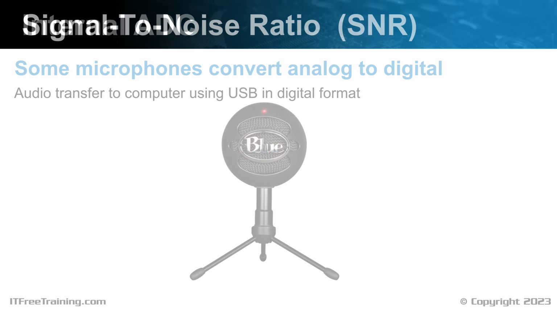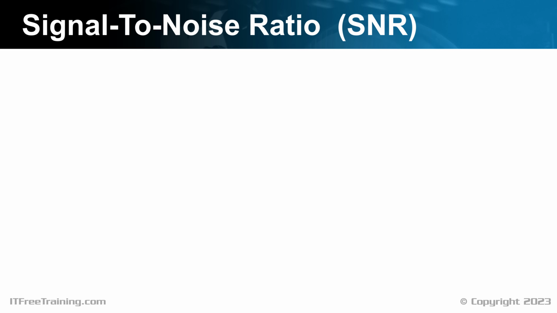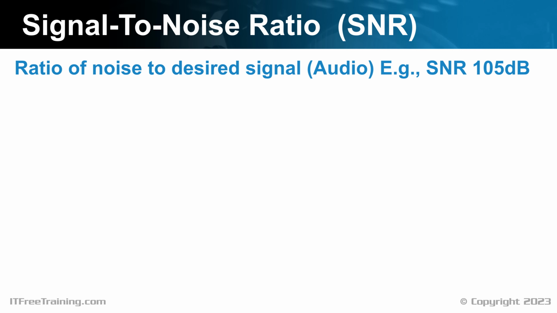When purchasing sound recording equipment, there are a number of specifications you can look at that will give you an idea of the recording quality you can expect. One of the specifications is signal-to-noise ratio. Signal-to-noise ratio is the ratio of desired audio signal to noise. For example, a signal-to-noise ratio, or SNR, may be 105 decibels. So if you are recording at 105 decibels, you may get up to 1 decibel of noise. Thus, a higher ratio is better.